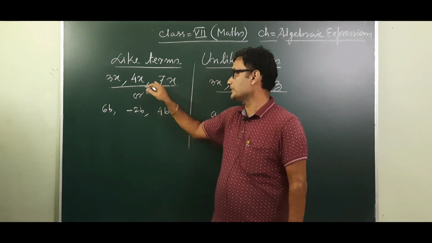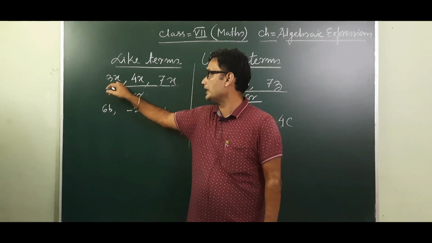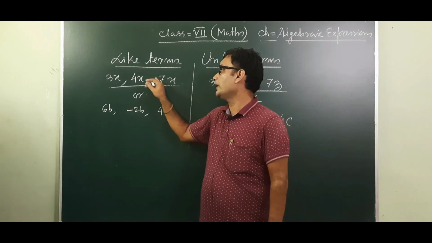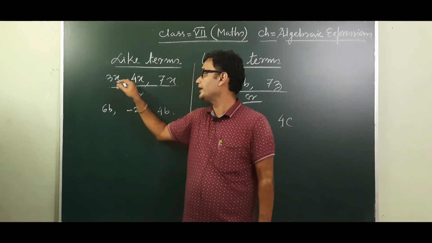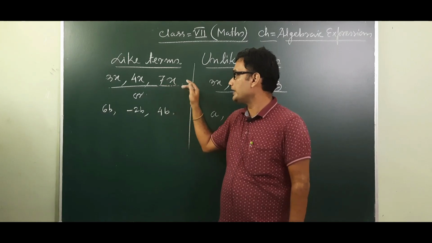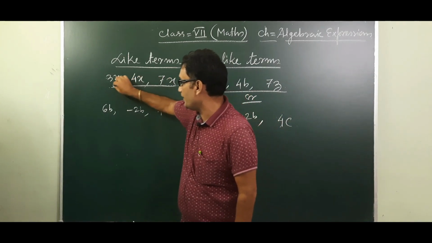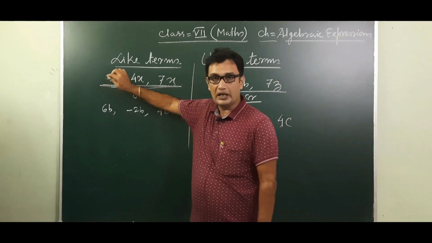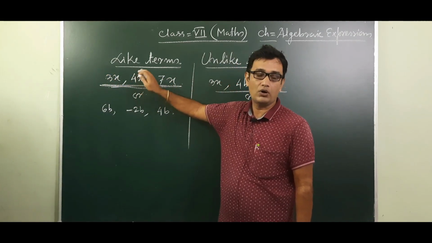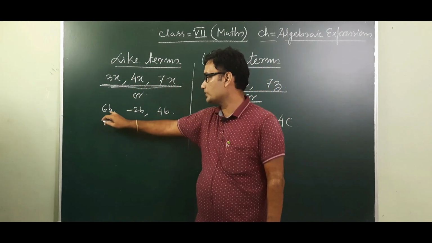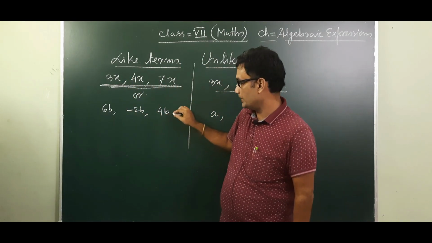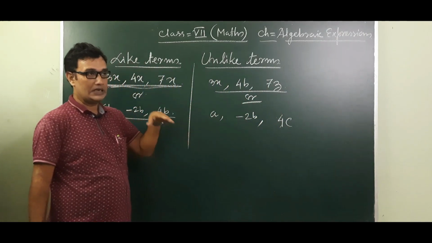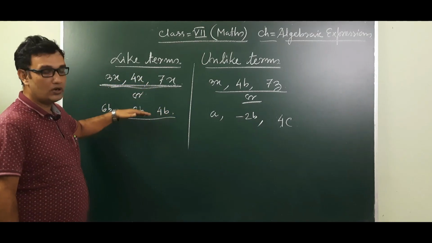X means variable. You see in each and every case the same variables are there, only the numerical numbers are different. Here 3, here 4, here 7. So if the same variables are there in an algebraic expression, then these are called like terms. Here also B is this one also like term. If variables are the same in each and every case, then these are called like terms.